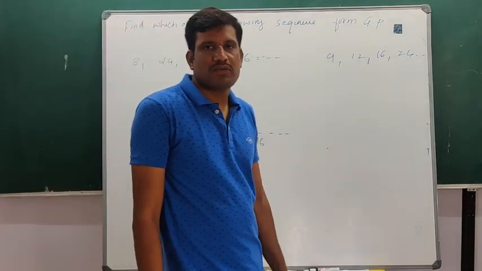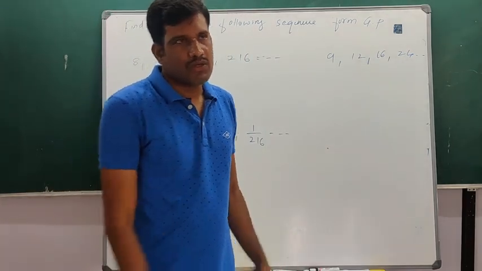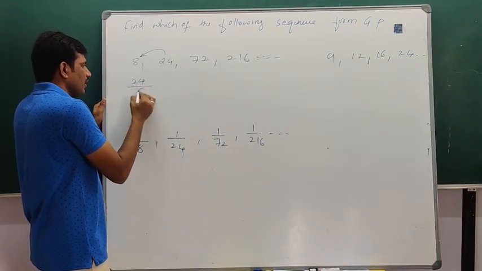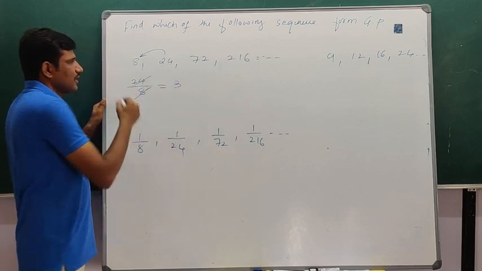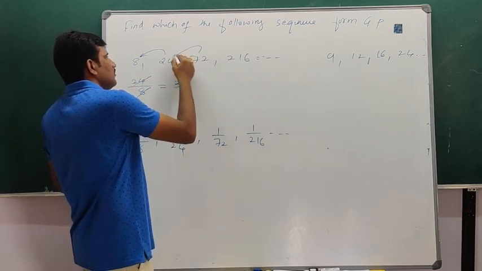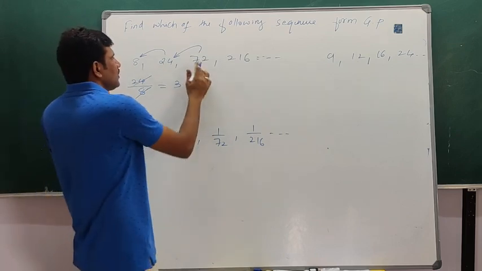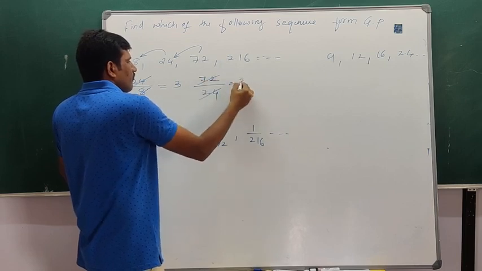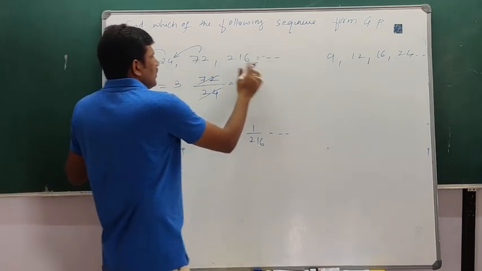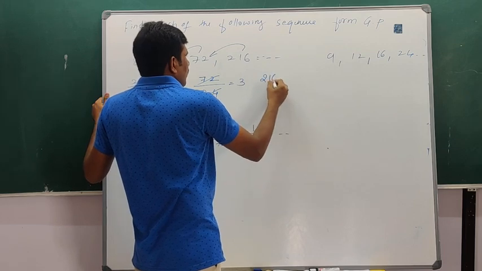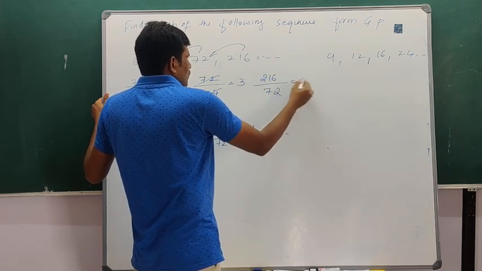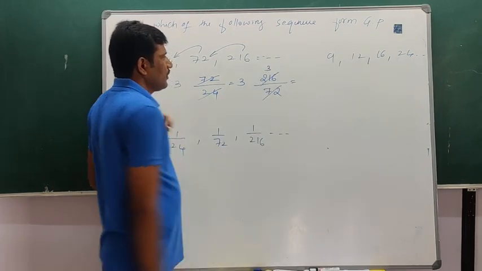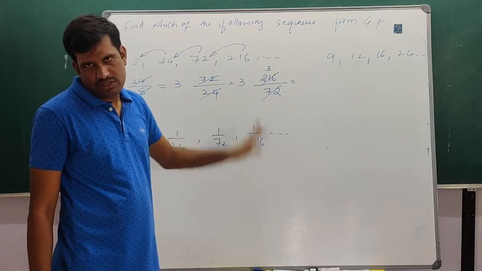How to check whether the given sequence is a GP? We just have to find the common ratio. Common ratio means second term divided by first term. First we will find this. So 24 divided by 8. What is 24 divided by 8? That is 3. Next we will find the third term divided by the second term. What is that? It is 72 divided by 24. So 24 ones are 24, 24 threes are 72. This is also 3, right? Similarly, 216 divided by 72. So 72 ones are 72, 72 threes are 216. That is also 3.